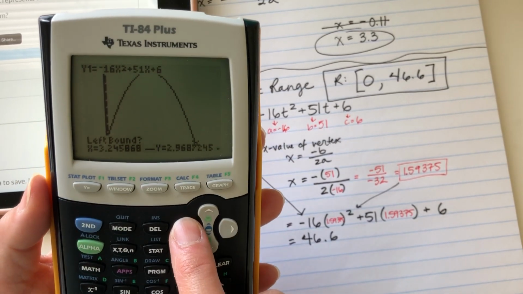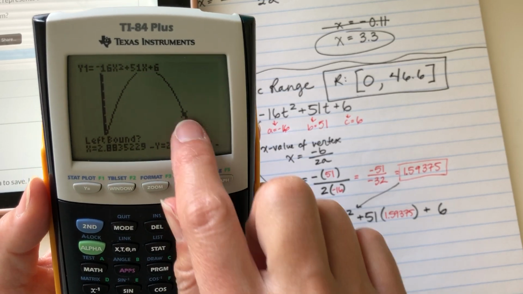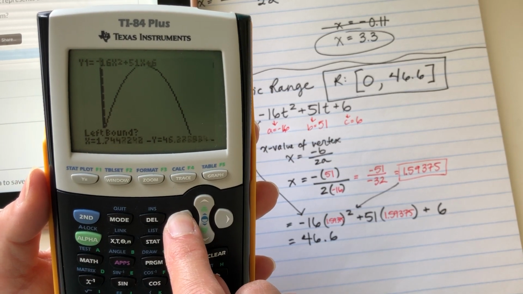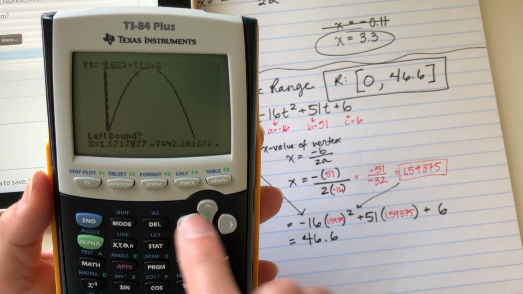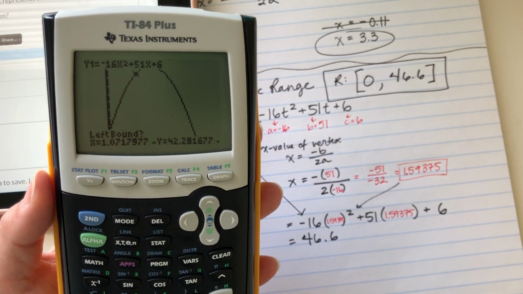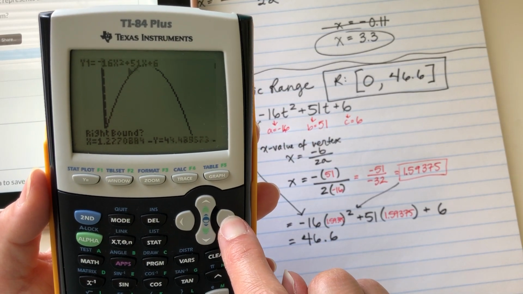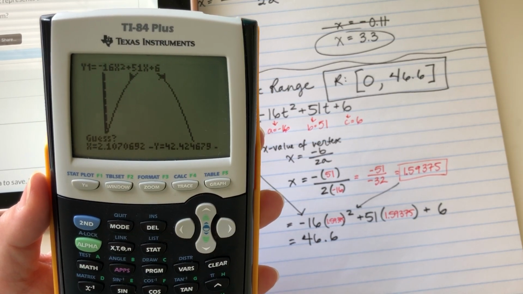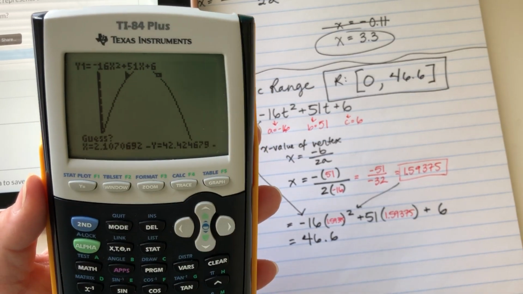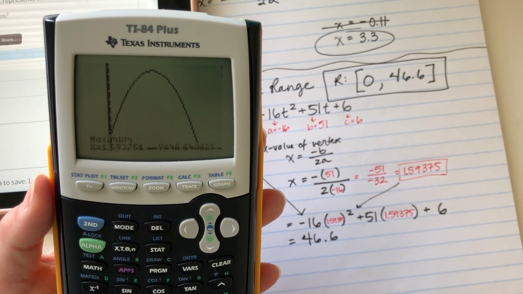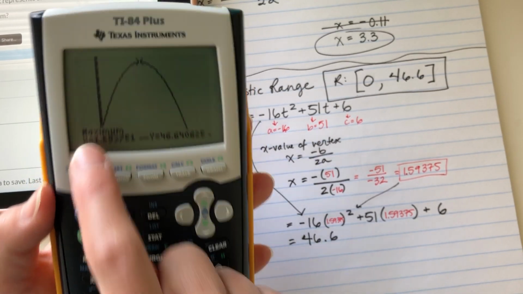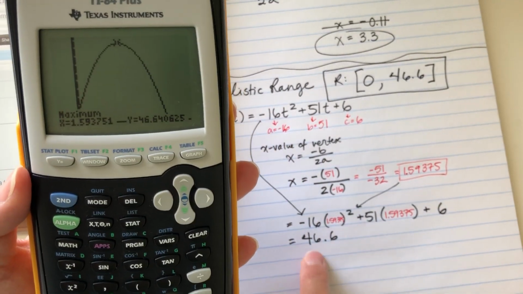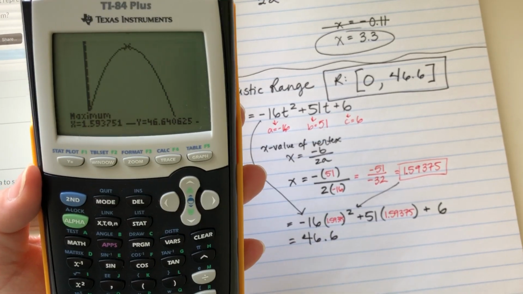Now it says left bound. I want to make sure the flashing thing, so I see my flashing thing, I'm going to move it until it's to the left of where I think the highest point probably is. Press enter, then I'm going to move it to the right of where I think the highest thing is, and then I press enter, and it says guess. Why, yes, I would love for you to guess, so I press enter. There's my x value of the vertex. Isn't that what I got here? And there's my y value of the vertex, and that's what I got here. So that's the way you can do it on the calculator.